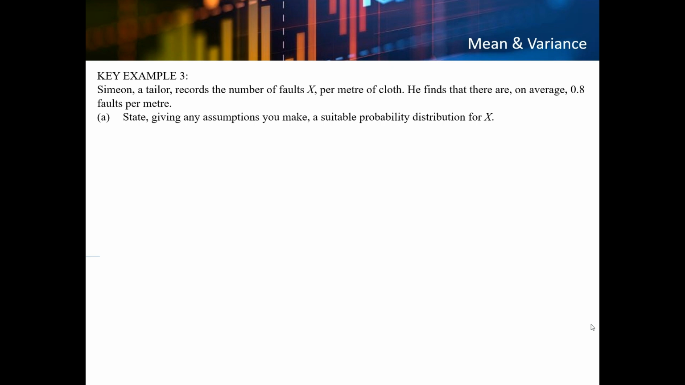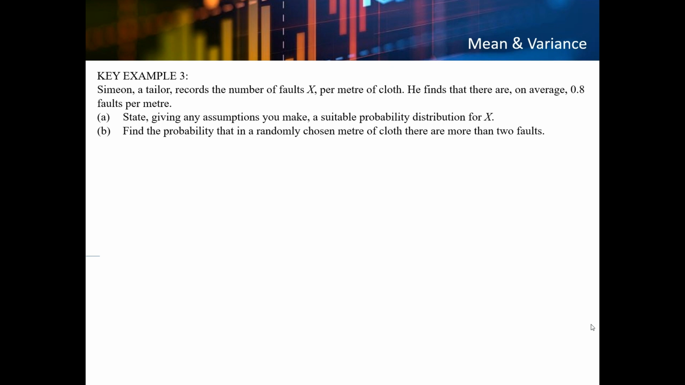Now x is already defined, so we don't need to worry about that. But I would say that it is a Poisson. And the reason I would say it's a Poisson is because we can assume that the faults occur singly, that they are independent. Although you might disagree, we could assume that. And we could assume a constant average rate, which are the conditions you need for a Poisson distribution. So as long as they're in context, scribbling that down for part A is what we'd want to be doing.